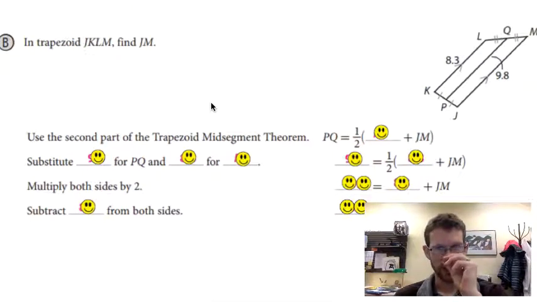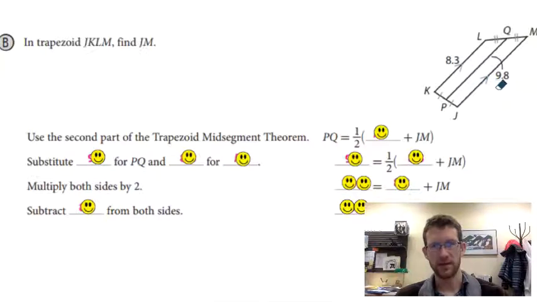Okay, let's see if we can do this one. This one's a little trickier. We have 8.3 here for this base. We have 9.8. So essentially we're saying the average is 9.8. 9.8 is the average of what two numbers? 8.3 and... So when you're not sure on these things, it's just an algebra problem.